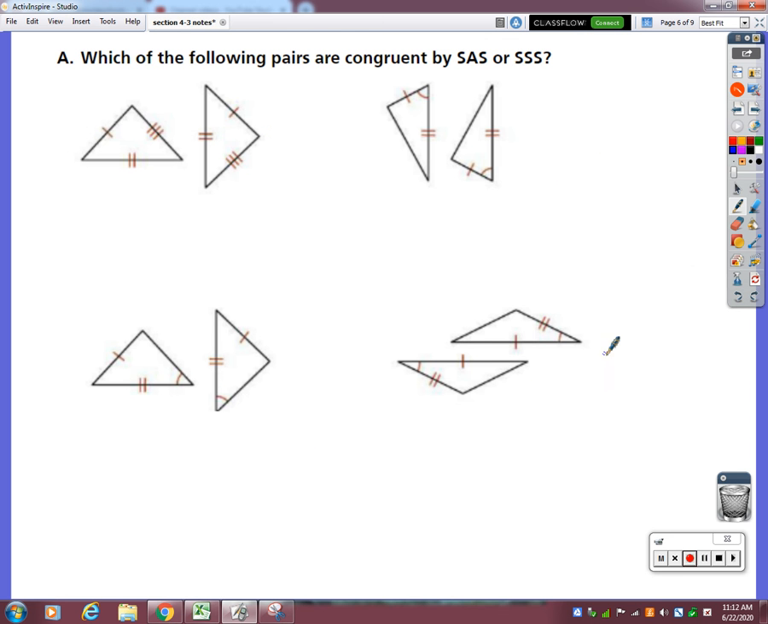Can't be done. Okay, so which of the following pairs of triangles are congruent by either side, angle, side, or side, side, side? This one we have all three sides, so obviously that's side, side, side. This one we have side, angle, side, so that's going to be side, angle, side. This guy, notice we can't tell for sure because the angle that we know is not in between these two sides. We would need to know this angle right here and this angle right here.